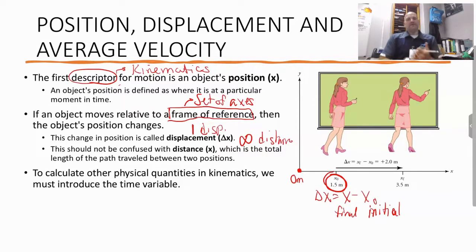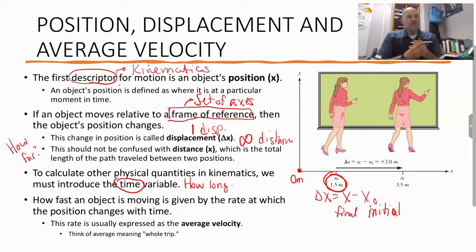Now, to keep going with our descriptors, we have to introduce the time variable, which answers the question, how long did something happen? Displacement is how far an object travels. Time is how long it does it in. That brings us to the third descriptor, average velocity. How fast an object is moving is given by the rate at which its position changes with respect to time. Rate is a math term: it's changing quantities with respect to another. In physics, most of our quantities will change with respect to time. We call this the average velocity.